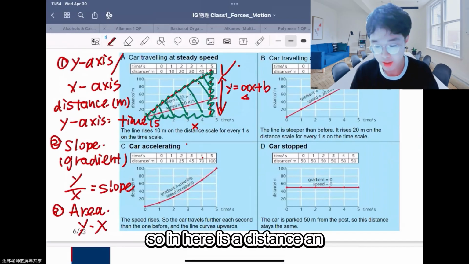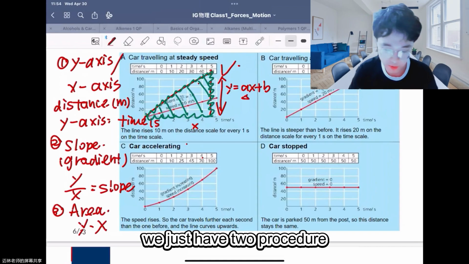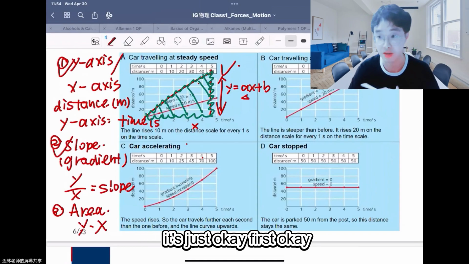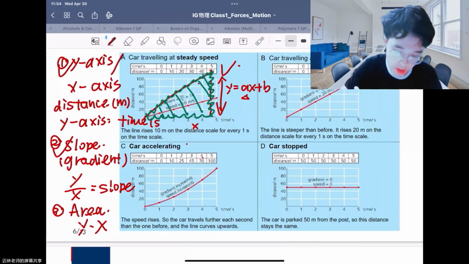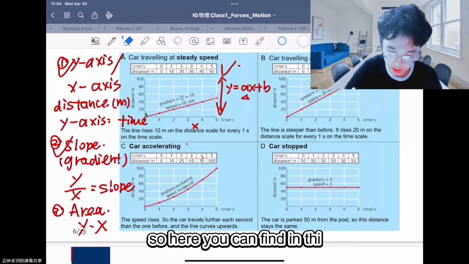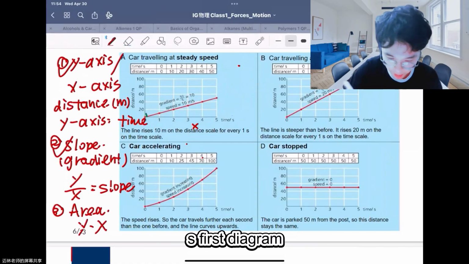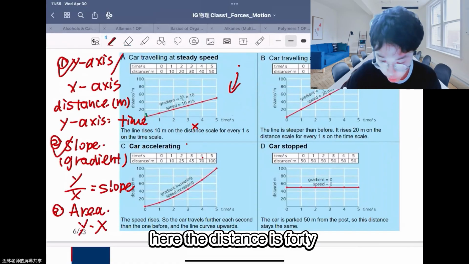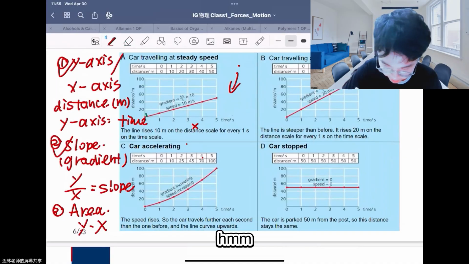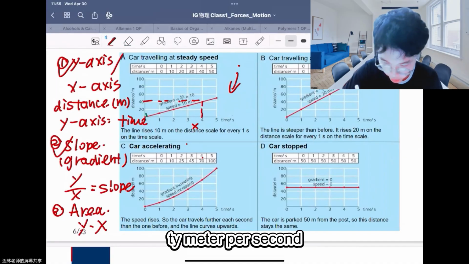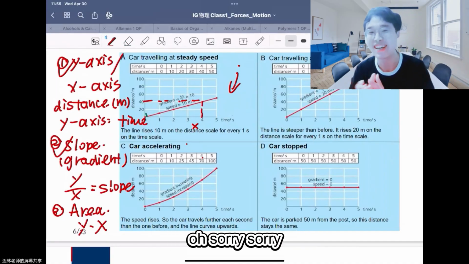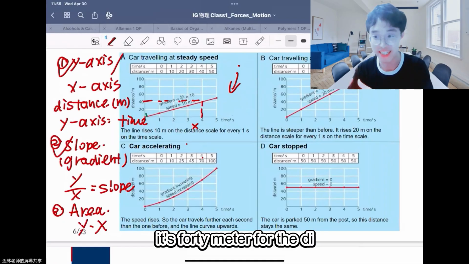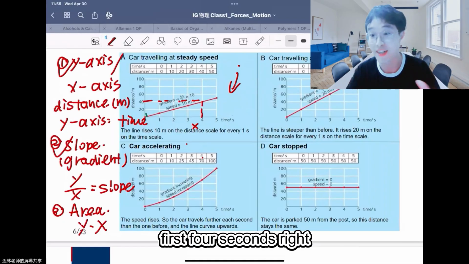In this distance and time diagram, we just have two procedures, and that is enough for us. Okay, let's find out what this diagram shows. In this first diagram, the distance is 40 meters in just 4 seconds. Oh, sorry, it's 40 meters for the distance in the first 4 seconds, right?